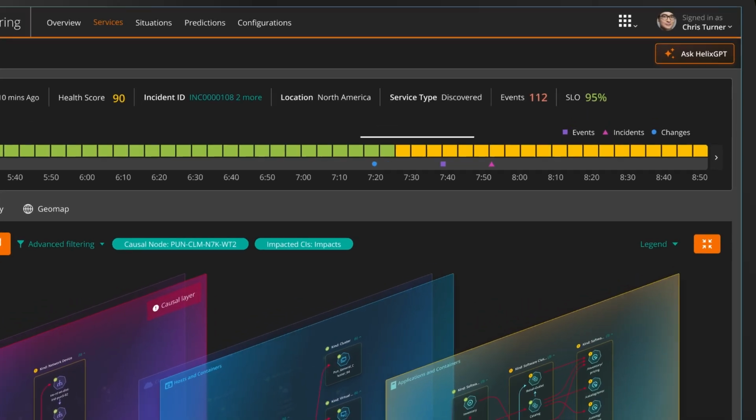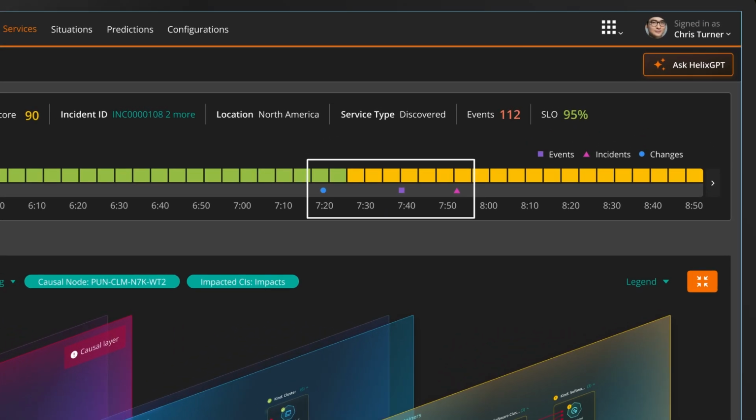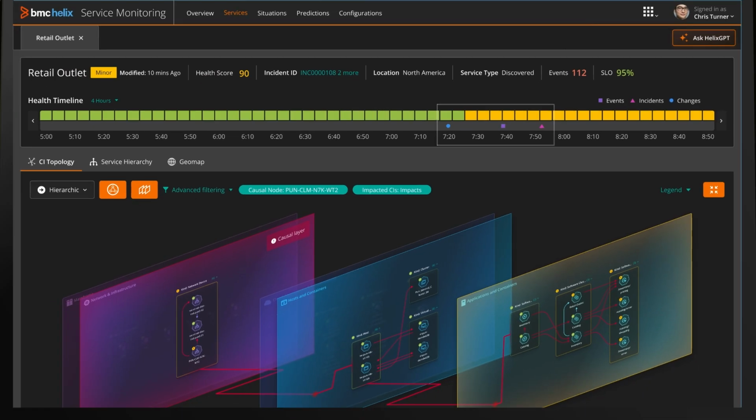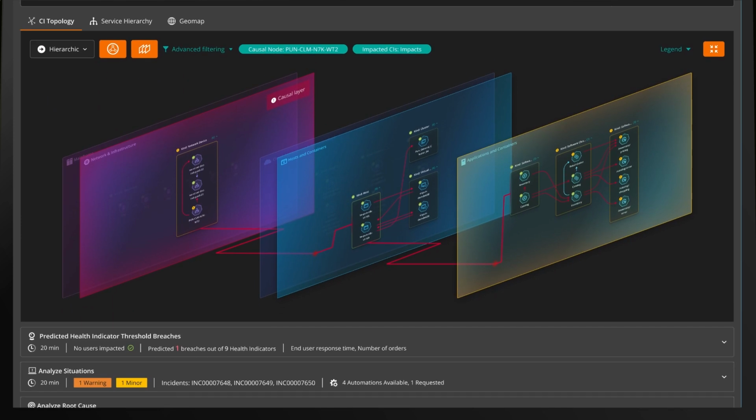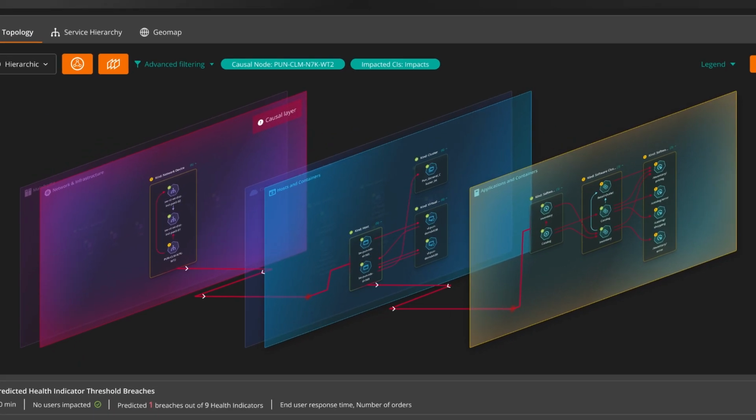The health timeline helps Chris to see the changes that occurred, followed by events and incidents. BMC's unique layered topology provides detailed insights about the impact from mainframe to applications. Chris observes nothing is critical yet, but there is some warning.